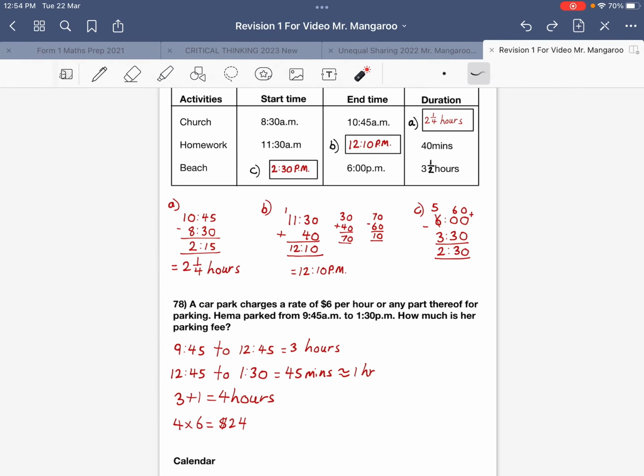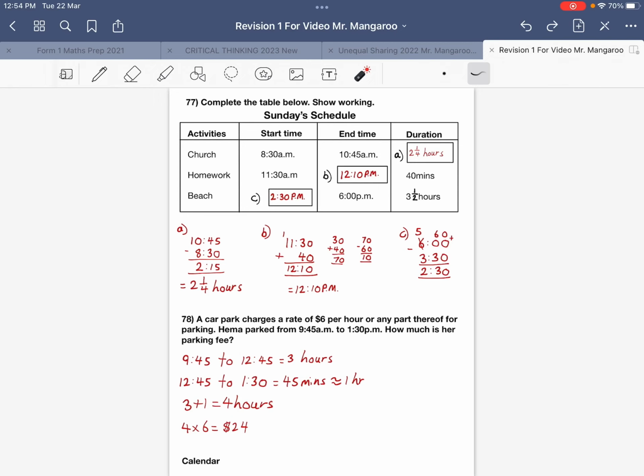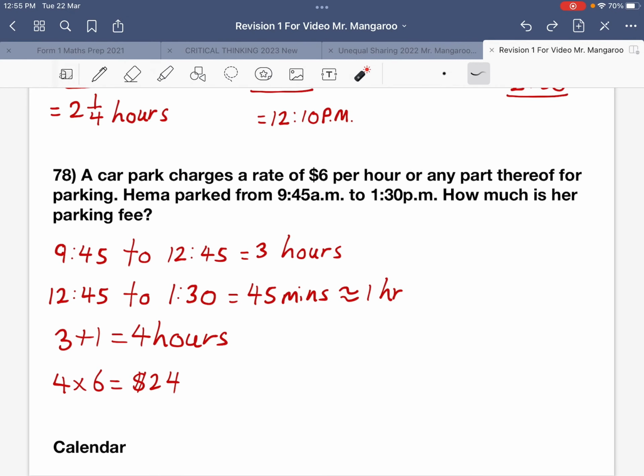For number 78, when they say any part thereof, if you are paying for any part thereof, it means that if you cross 1 hour going to the other hour, and you only use 15 minutes, you still have to pay for that 15 minutes. So let's say you only spent an hour and a half at the car park, you still have to pay for 2 hours. You pay for the first hour, and the half an hour counts as an hour that you have to pay for. Okay, so let's get into it.